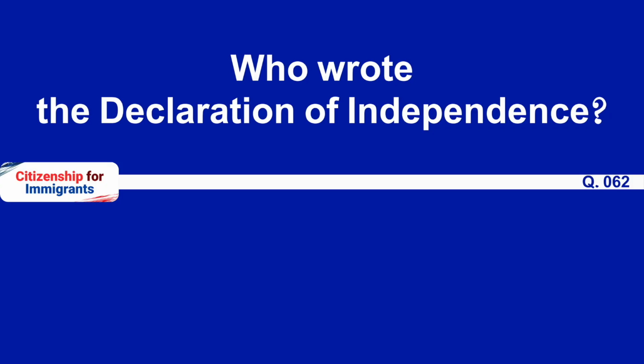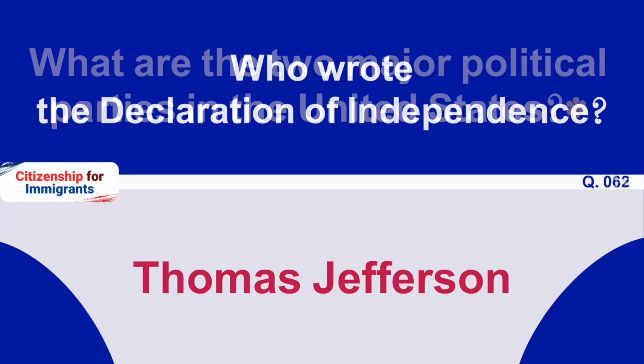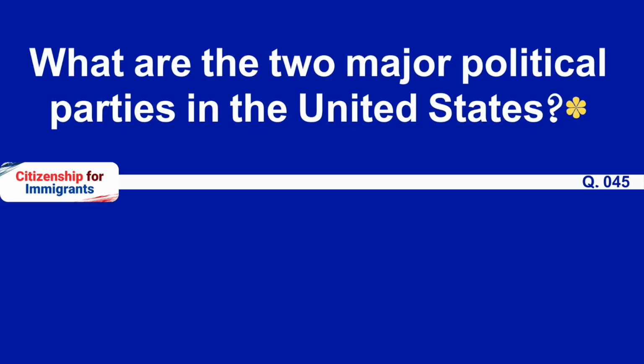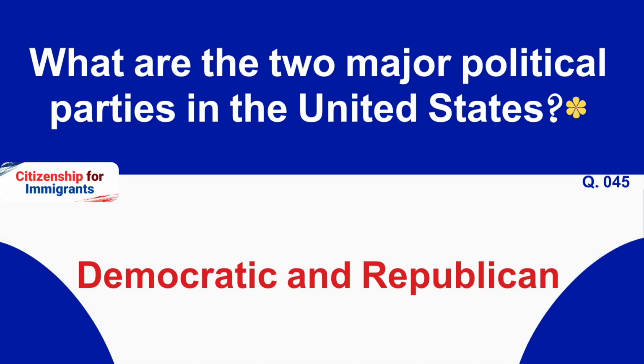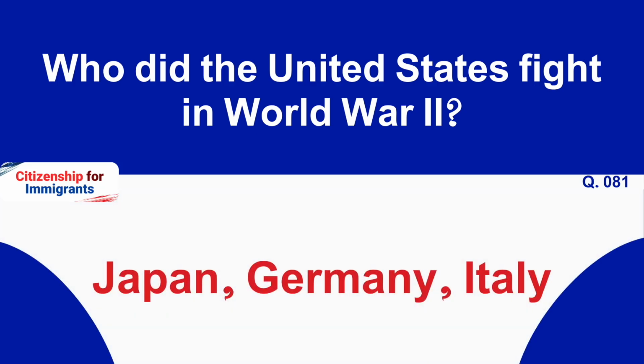Who wrote the Declaration of Independence? Thomas Jefferson. What are the two major political parties in the United States? Democratic and Republican. Who did the United States fight in World War II? Japan, Germany, and Italy.